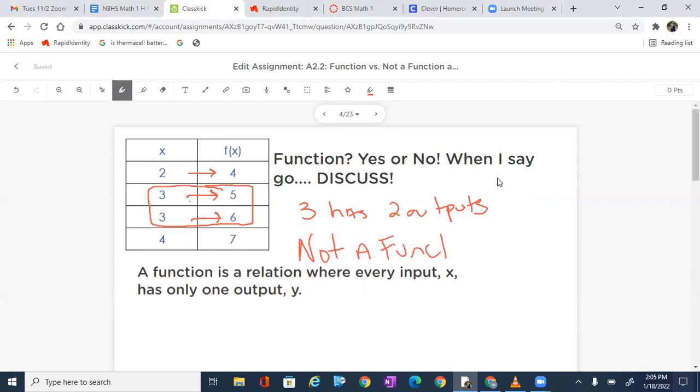Remember that in order for it to be a function, it can only have 1 output. So 3 cannot have 2 outputs in that case. So this is not a function. Let's go to the next one.